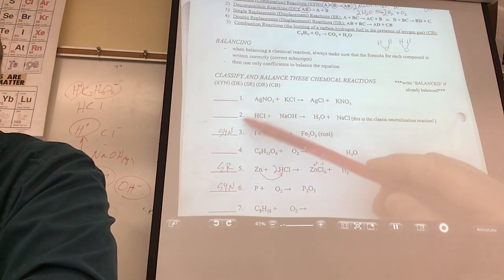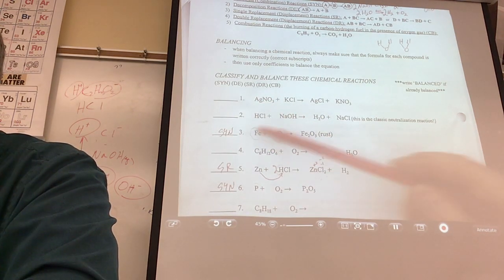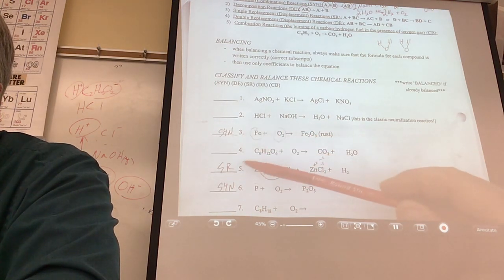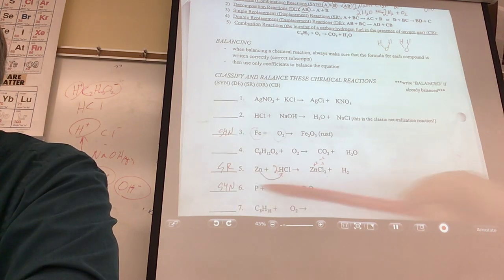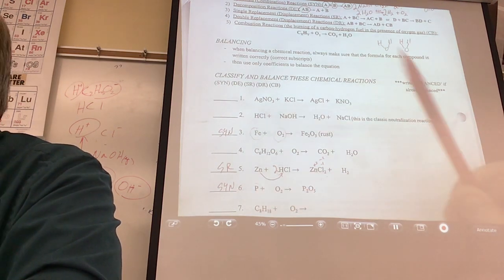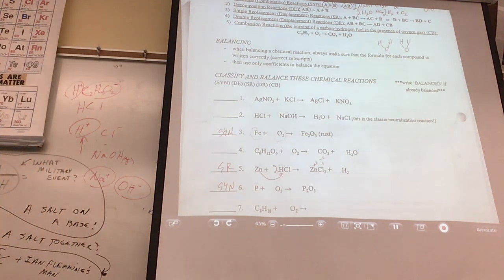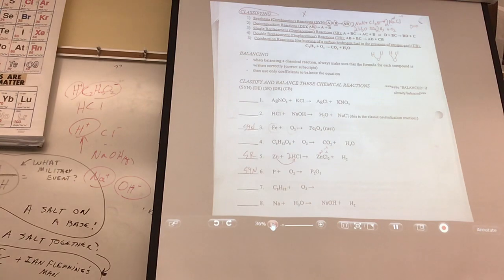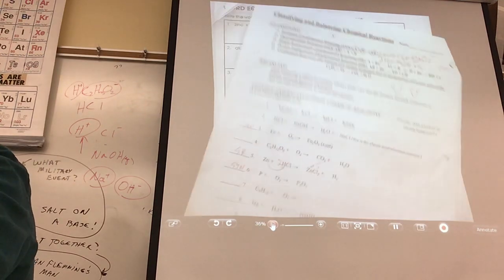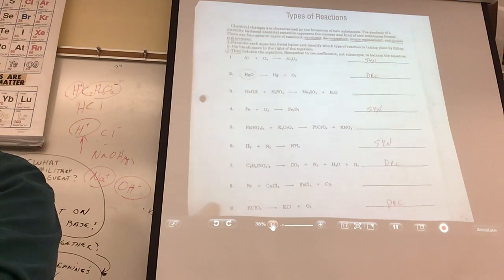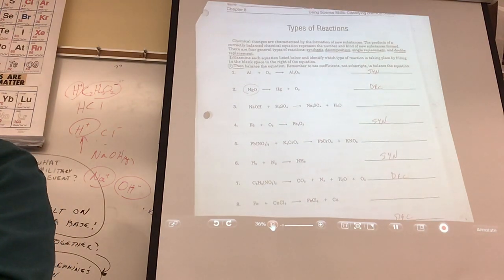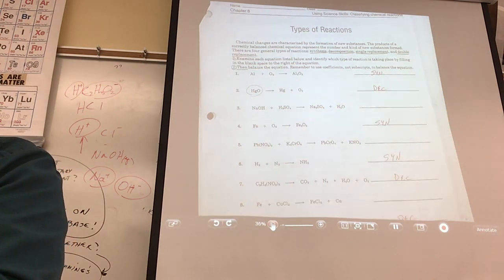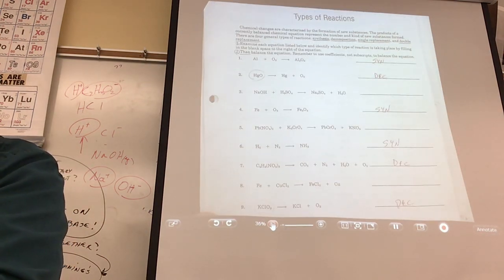So yesterday you told me number 3 looked like A plus B yields AB, and that was synthesis. Somebody else said number 6, A plus B yields AB. So you were correct on that too. Let me make this a little bit smaller. There you go. All right, then we flip the page over. Everybody flip the page over. Were any of these synthesis? And you told me number 1 was A plus B yields AB. And you told me number 4 was, that was correct. And number 6, that was correct.